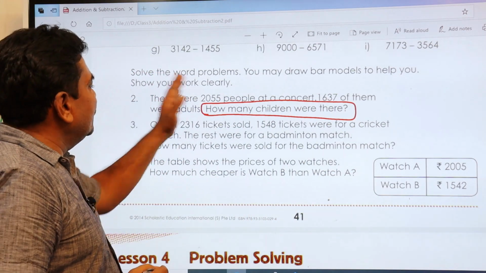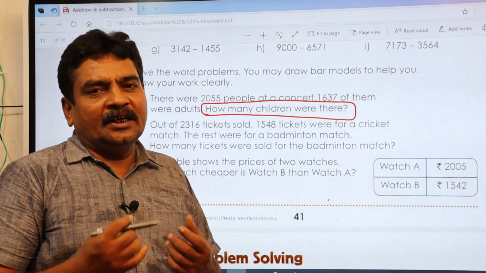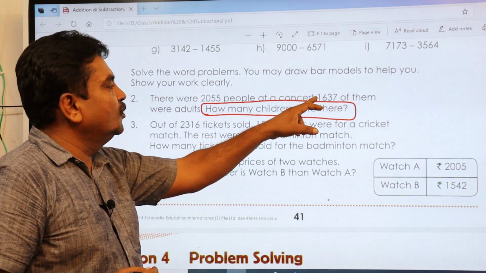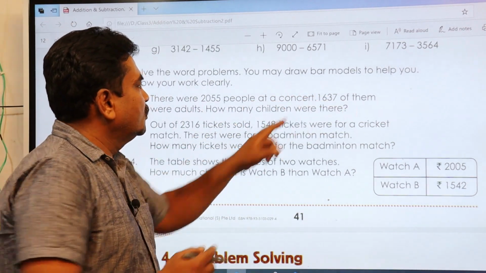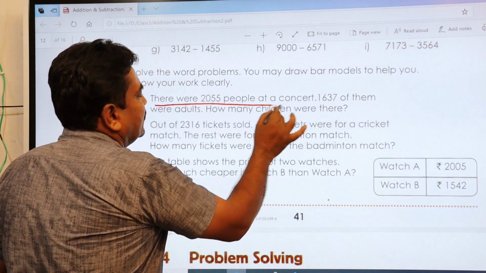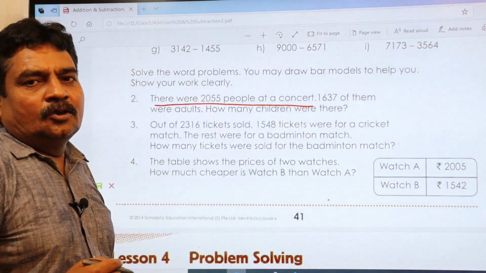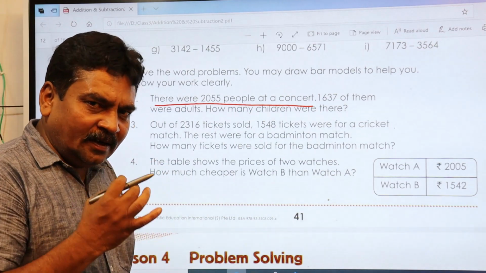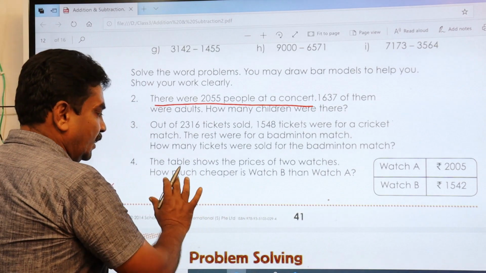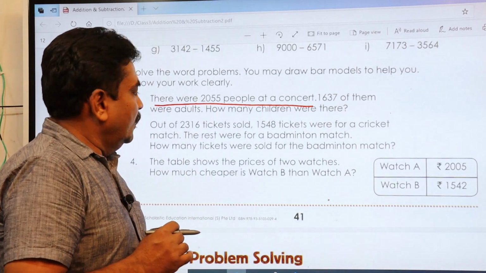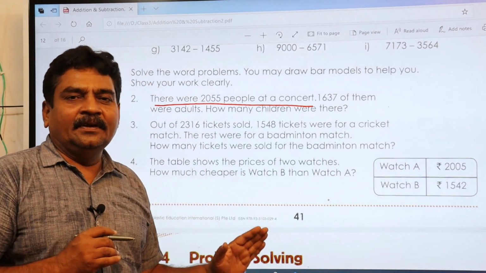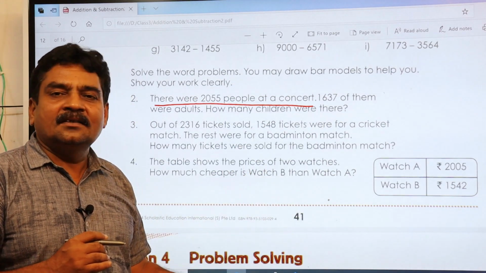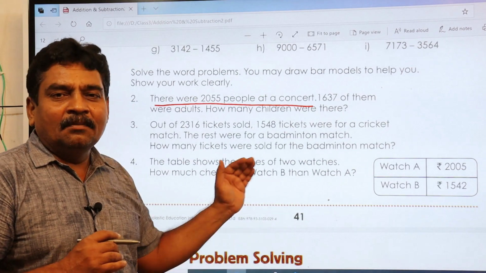Remaining, I'll give the tips on how to write the statements. First you read this from full stop to full stop. You have a full stop here. So first you understand this. There were 2055 people at a concert. That you have to write down first in your solution. So I'll write down the solution here. Watch it carefully, because I don't have place here to do it. Complete answer. I'll keep on changing from line to line.